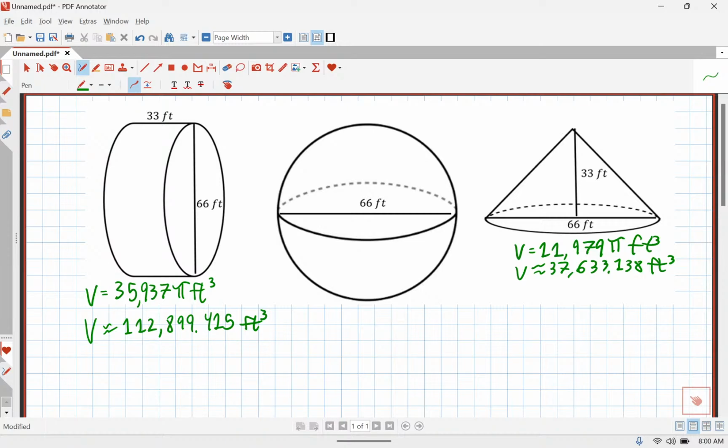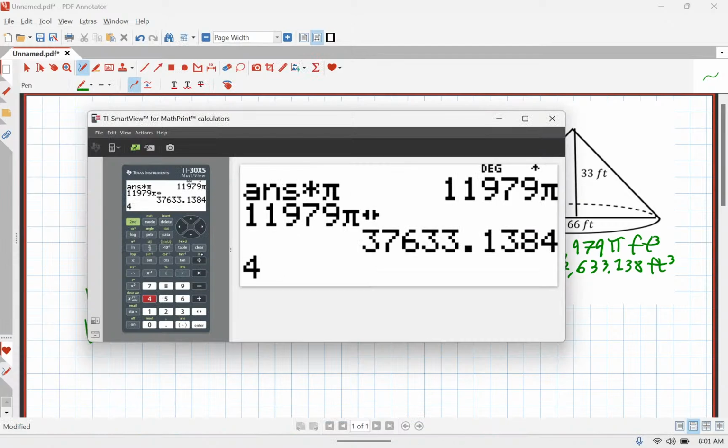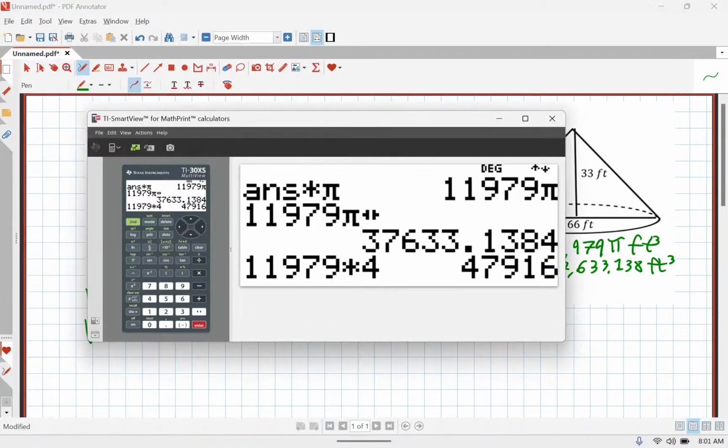Okay, let's see here. So the reason that I skipped over the sphere is because I know that 3 cones fit inside my cylinder, so I just took my answer for the cylinder and divided it by 3. Carol, how many of these cones fit inside of the sphere? So what am I going to do with the numbers that I just came up with? We'll multiply it by 4. So if we do 11,979 times 4, 47,916. The volume is exactly 47,916 pi feet cubed.